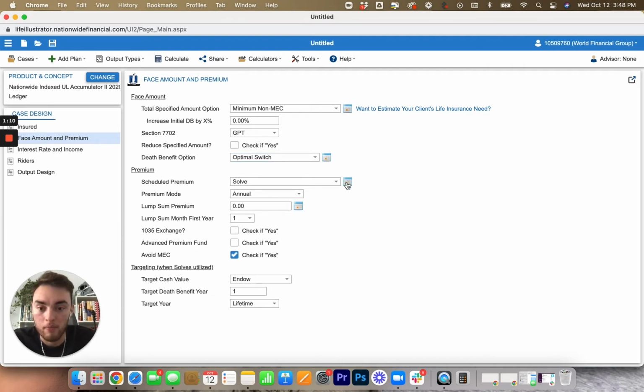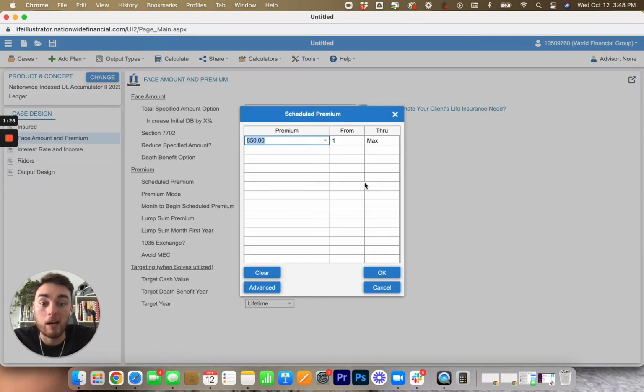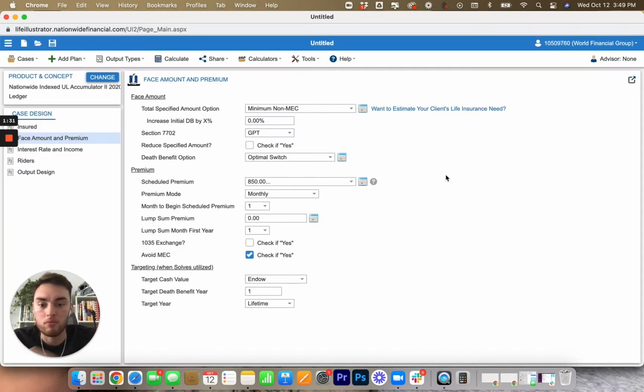And then for here, let's just say that Bob, being 33 years old, wants to put in $850 a month. And we're going to change this to monthly. And again, let's just say that Bob wants to retire at age 65. So we'll show that. He just wants to finish funding the policy at age 65.